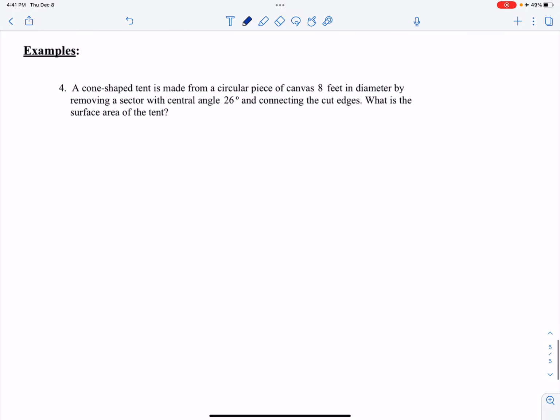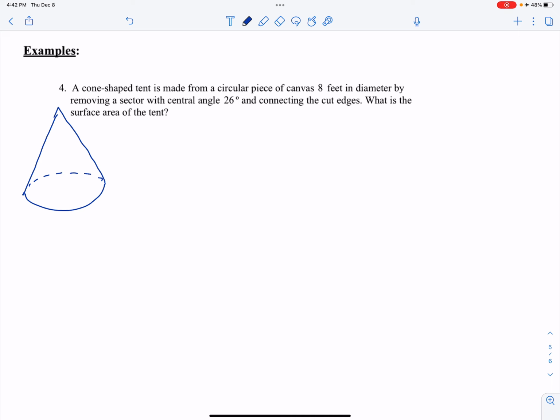One more application. A cone-shaped tent is made from a circular piece of canvas 8 feet in diameter by removing a sector with central angle 26 degrees and connecting the cut edges. What is the surface area of the tent? Okay, so imagine you have this tent. It looks like a cone.